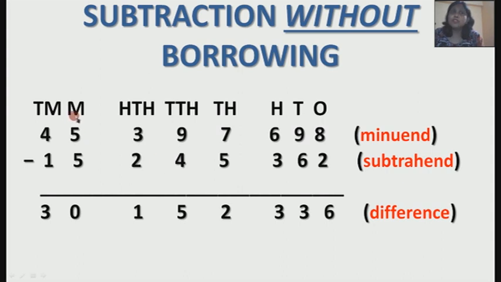Number 1, the places have to be written on top. You can see this sum is in the international system. The places will come first, then the minuend or the bigger number, then the smaller number or the subtrahend, and then you calculate the answer, which is the difference.